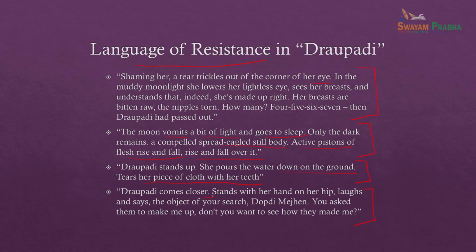Draupadi comes closer, stands with her hand on her hip, laughs and says, the object of your search, Draupadi Medjan, you asked them to make me up. Don't you want to see how they made me up? See the kind of voice, you can almost hear that voice in your head. That person who is bleeding all over is going and asking a question, and this question is not something like, will you let me live?